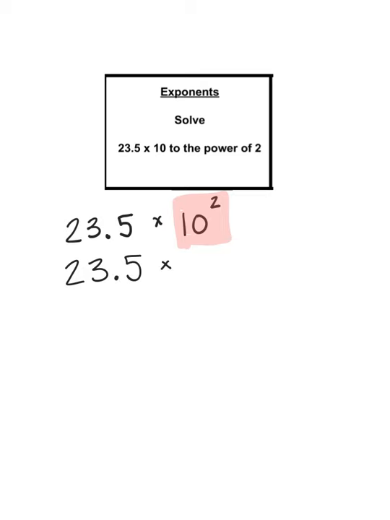Okay, let's go ahead and work on our exponents review. We're going to calculate 23 and 5/10 times 10 to the power of 2. Now, the order of operations tells us that we need to solve this part of our expression first, because we always need to do exponents first. 10 to the power of 2 has a value of 100. So we're going to be solving 23 and 5/10 times 100.